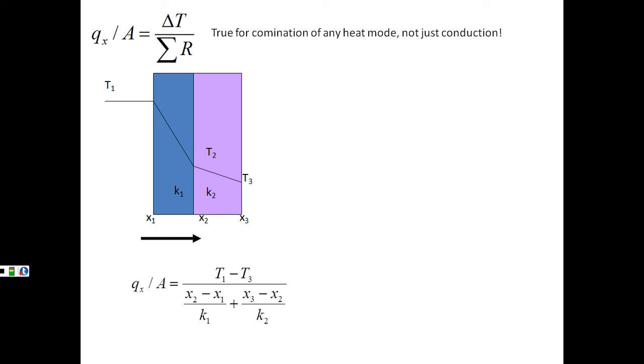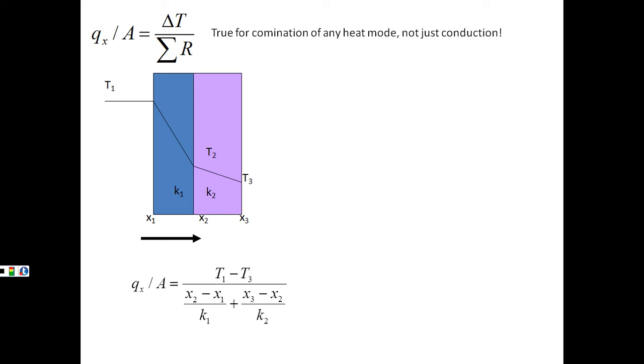But if you're equating those Q over A's together, you wind up with a summation of the series in the denominator, which is just that distance spanned divided by the K1, plus the distance spanned for the second section divided by the K2.